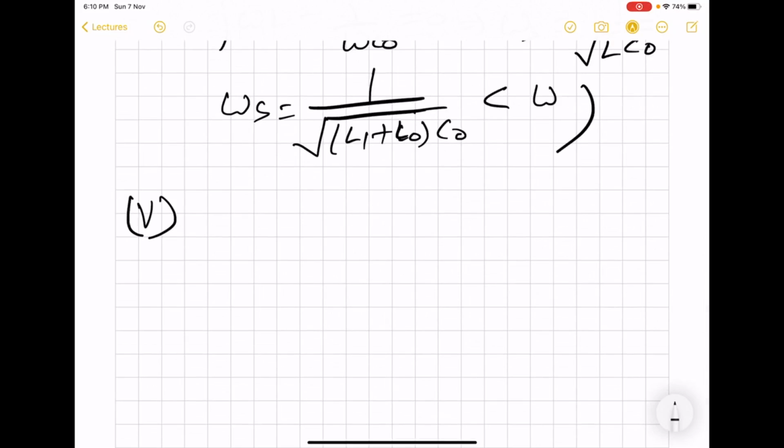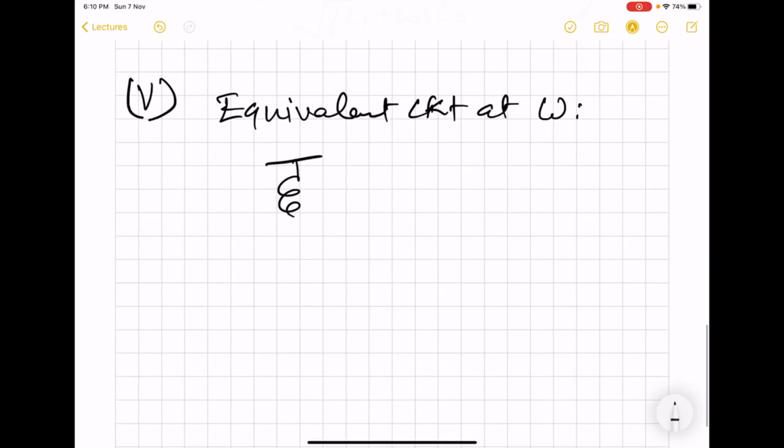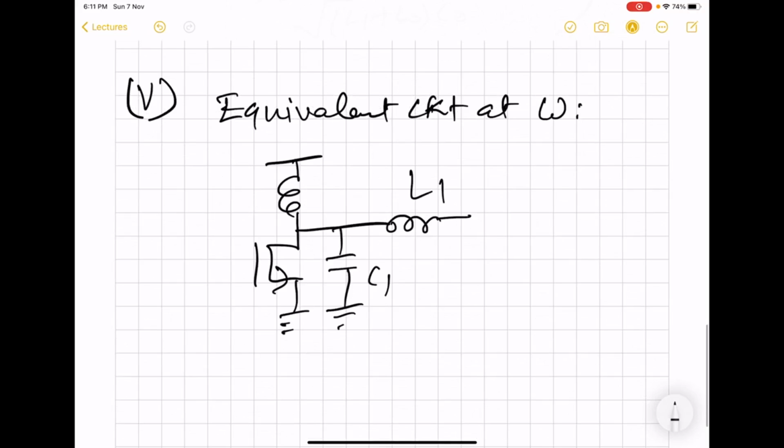represent the class E amplifier equivalently as at the operating frequency in this fashion. So C1 of course will be there, but then L0 portion of L gets cancelled out, and we have zero impedance for L0 and C0, and then we have our load here.